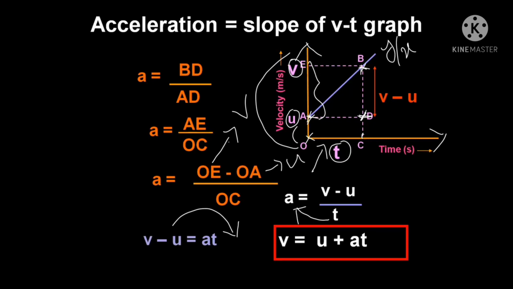In this video I already showed you the equations of motion. One among them, the first equation, is v equal to u plus at. Here v is the final velocity, u is the initial velocity, a is the acceleration, and t is the time taken. Using these equations we will solve problems. There are two more equations.